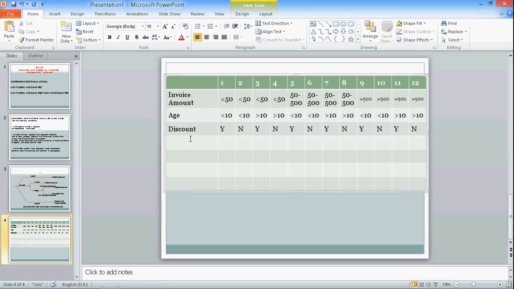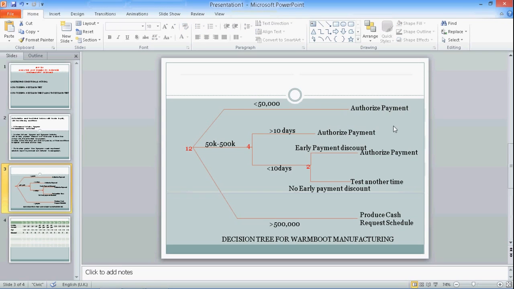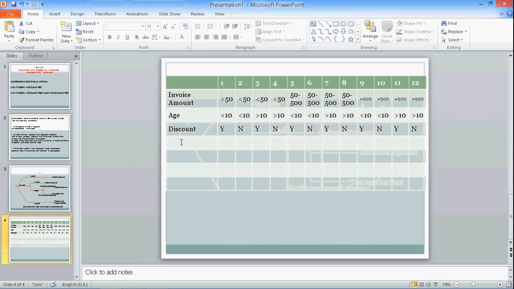Then we have filled our table to an extent, but we are not done yet. Now we have done the conditions part. Now what are the actions that will be taken? Actions, we have just 3 actions: authorize payment, the same action repeated, then test another time, which is another action, and then produce cash request schedule. So we put those 3 here.